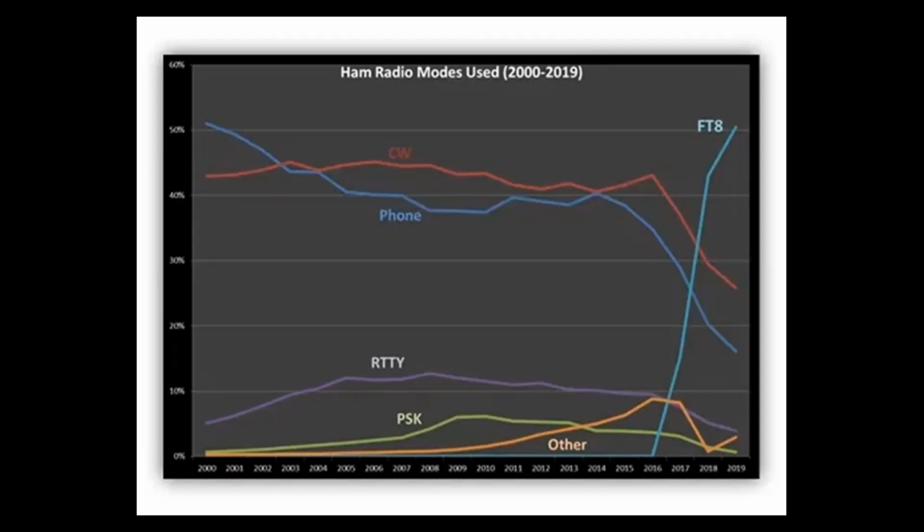But what it does is it has really taken the ham community by storm where you can see this FT8 curve starting in 16. And this graph is only good through 19. It continues to be this popular, if not more popular. And people do an awful lot of QSOs on FT8.